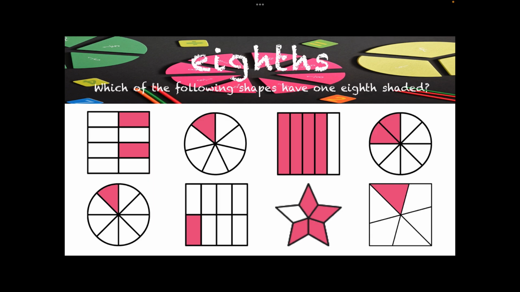Which of the following shapes have 1/8 shaded? You can pause the video if you need to. Very good. I hope you had them all correct.